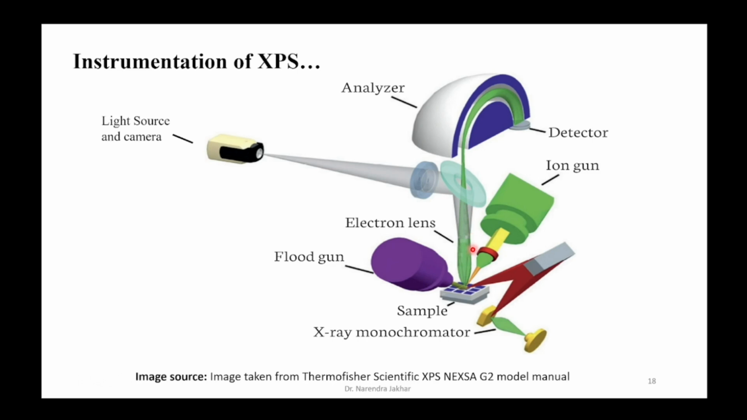And here is the ion gun. Simply, the ion gun is used for two purposes: to remove the surface contamination on the sample, and for thin film assemblies, to get the in-depth information of the sample. So we will discuss it on the next slides.